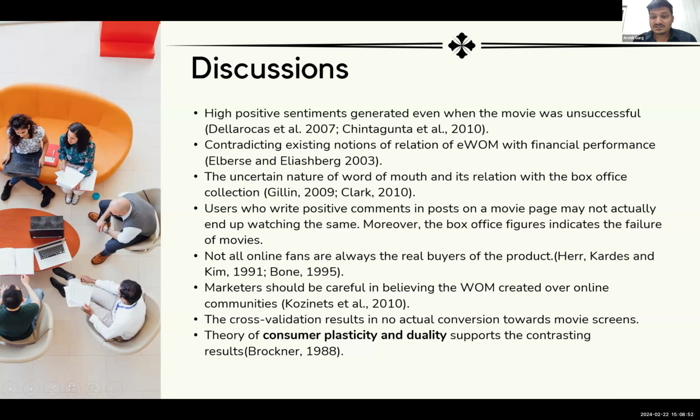Also, in the cross validation results we have talked about, there was no actual conversion, and this leads us to link this very fact with the consumer plasticity and duality that supports our contrasting result, which says people change according to their environment. Most of the people were writing good and positive comments, so they also tended to write a good comment, but actually the results went differently when we see the box office collection.